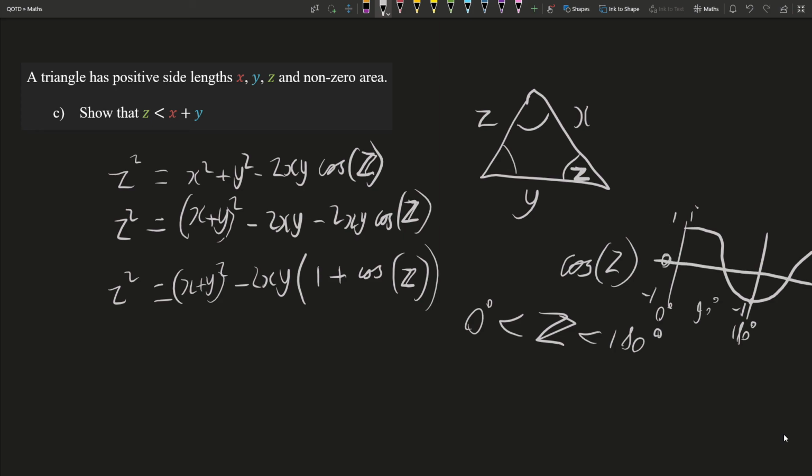We know that x is positive, we know that y is positive, and this 1 plus cos z, because this is always less than 180, this is also positive. So this entire expression is negative, and that means that it is less than x plus y whole squared, which again means that z is less than x plus y.